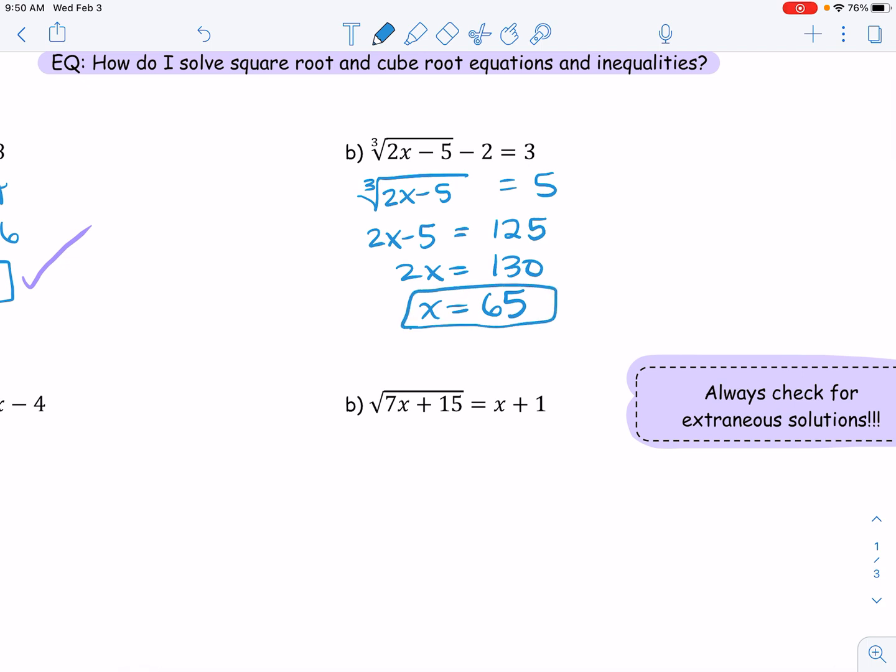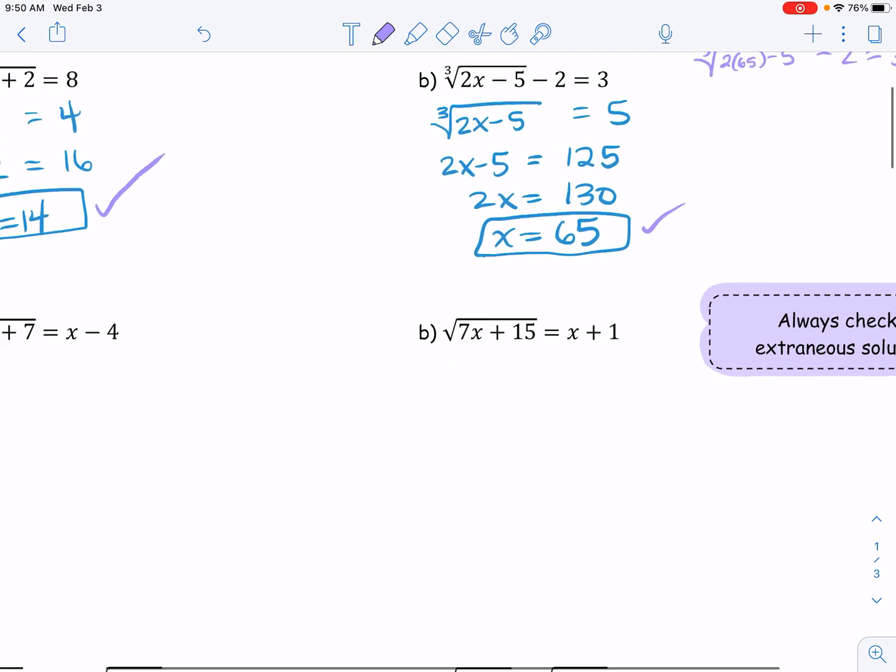So I would plug it in and check my work. Really I'm taking the cubic root of 2 times 65 minus 5, minus 2, and does that equal 3? Well, 2 times 65 is 130. 130 minus 5 is 125. The cubic root of 125 is 5. 5 minus 2 is 3. So yes, that is correct.